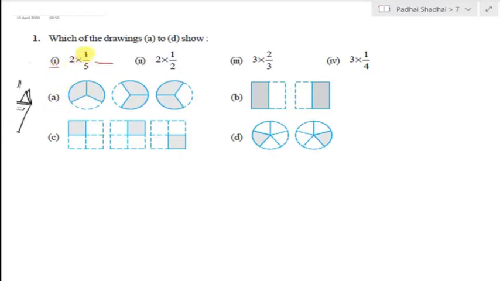See example question 1. Here we have to check for the fraction 1 by 5 from the given figures, which figure represents 1 by 5. Here, in 1 by 5, the numerator given is 1. So first we will see 1 and 5. From the given figures, which figure is divided into 5 parts? One body is divided into 5 parts.